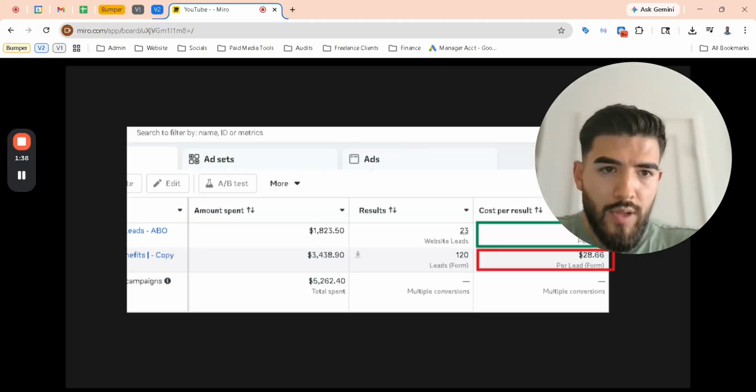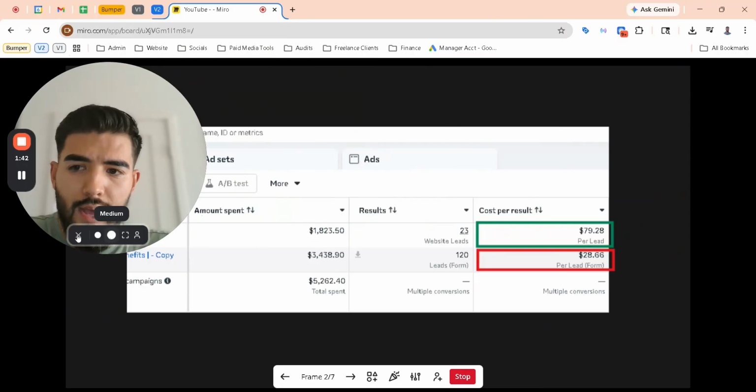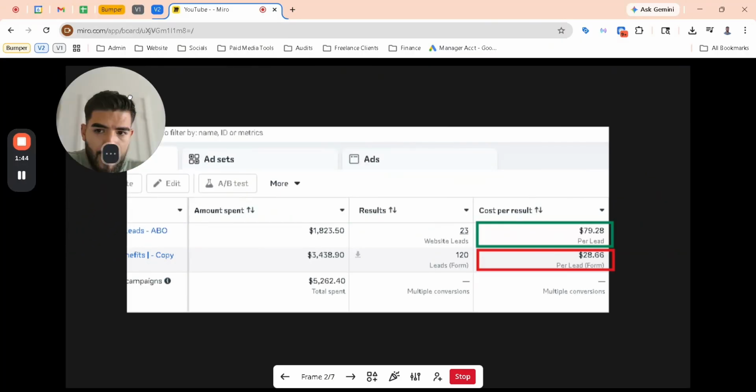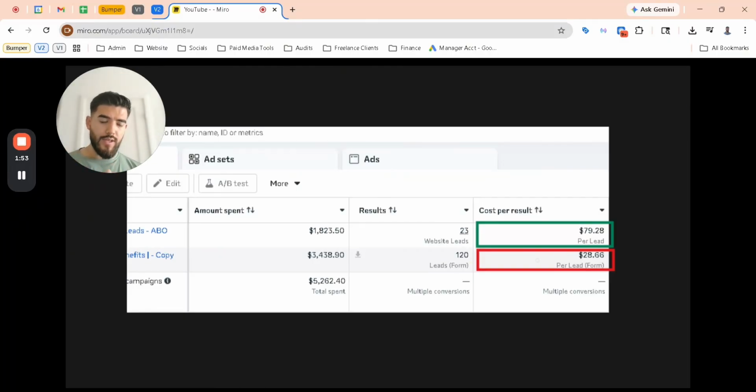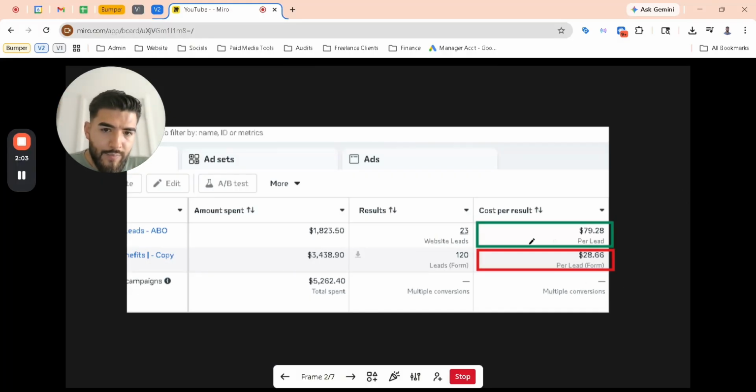Here's an example of this. This is a client who I got brought on with, and essentially they were only running in-platform lead generation campaigns. What this means is somebody sees your Facebook ad, they click on it, and you guys are all familiar, it's the native Facebook form. They don't go to your website. They fill out the Facebook form, and then they become a lead, right? So you'll immediately see when I came on, I said, hey, we need to run a website leads campaign. And that's what this one is right here.